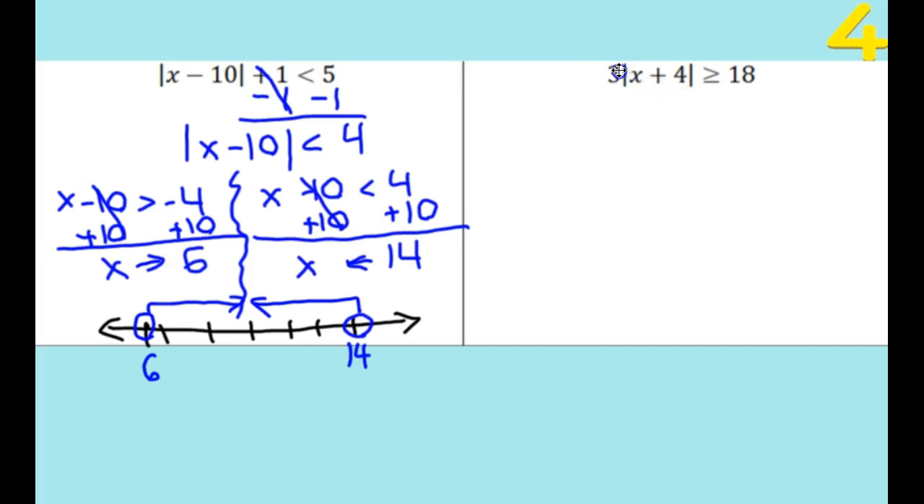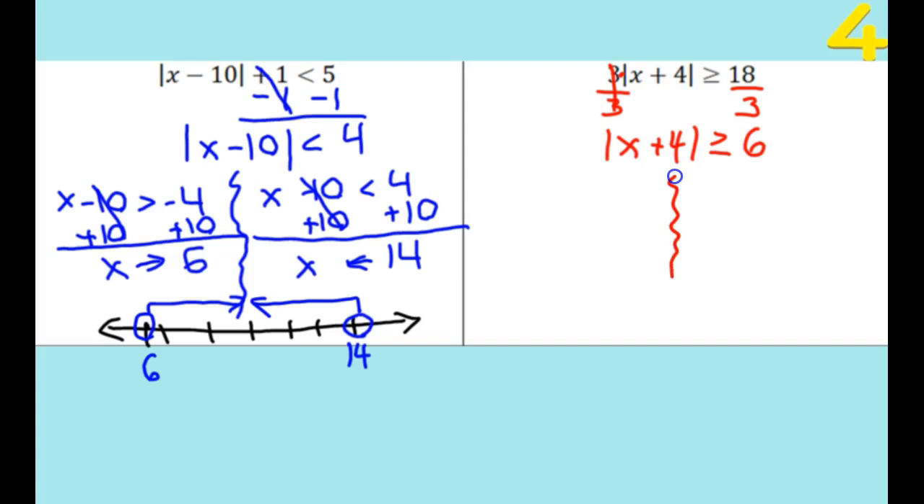Our last problem has 3 touching our absolute value, so that's a multiply. So we need to divide by 3 to get rid of it. So what we're left with is the absolute value of x plus 4 is greater than or equal to 18 divided by 3, which is 6.